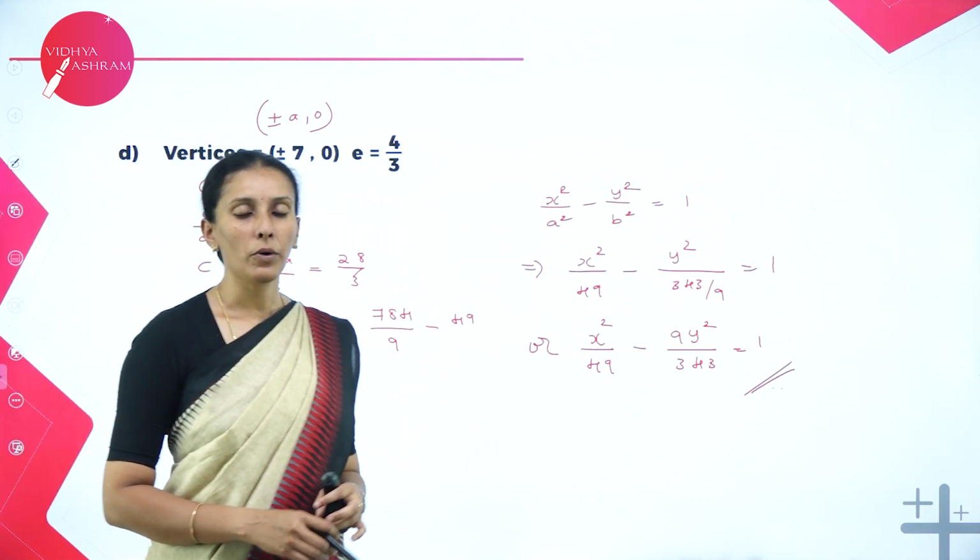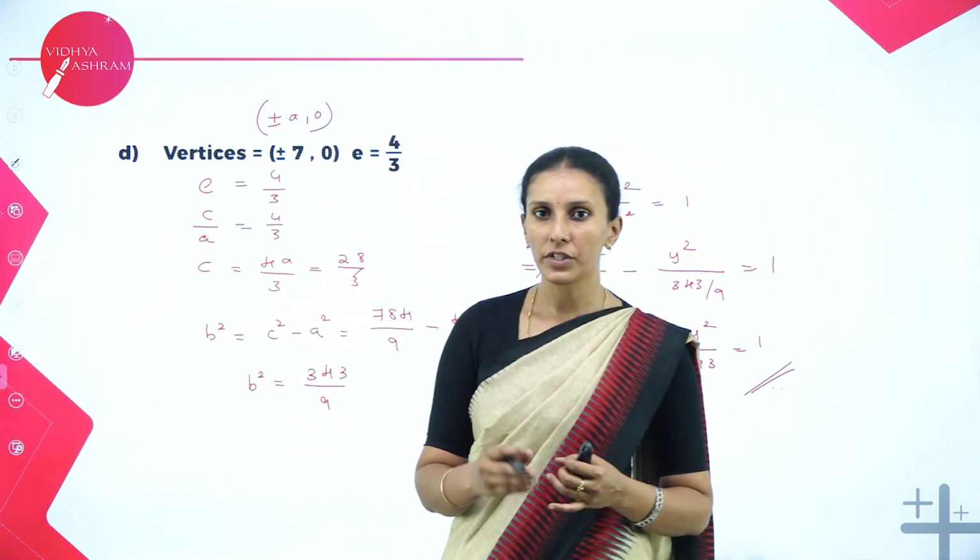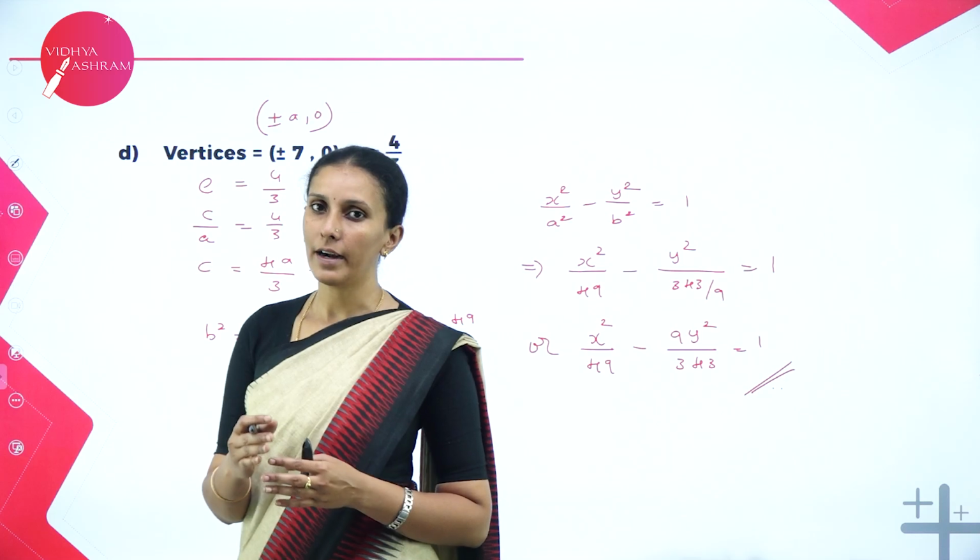So this is all about all 4 types of conic sections. So we have learned the properties of circle, ellipse, parabola and hyperbola.